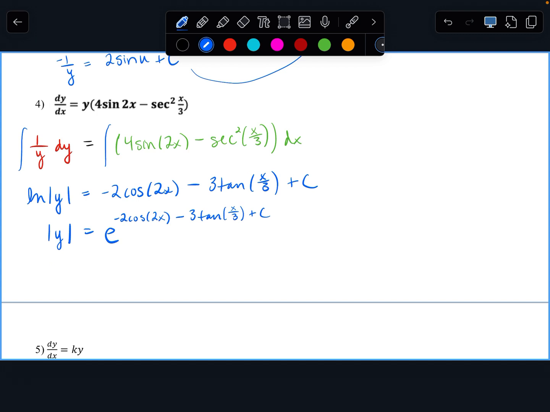Today is the general solution. Monday will be the initial condition. So I keep the bars there because we're going to deal with that later.